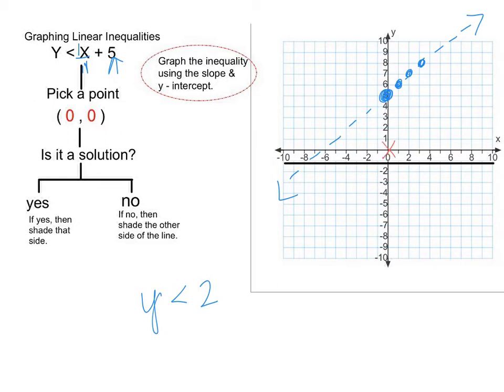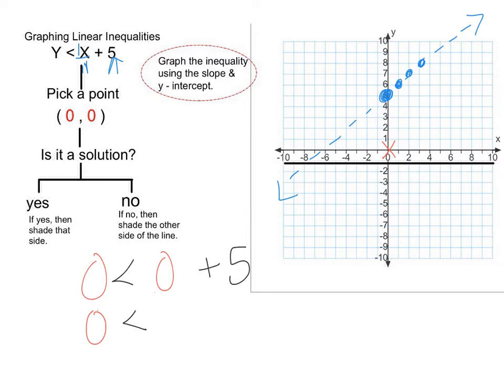What I want to do is test that ordered pair in my inequality, and see if it is a solution. So here's how I'm going to test it. My inequality is y is less than x plus 5. I'm going to plug my ordered pair 0, 0 in for x and y in this inequality statement. So in place of y and in place of x, I'm going to fill in 0. Now let's solve that. It says 0 is less than 0 plus 5. So 0 is less than 5.